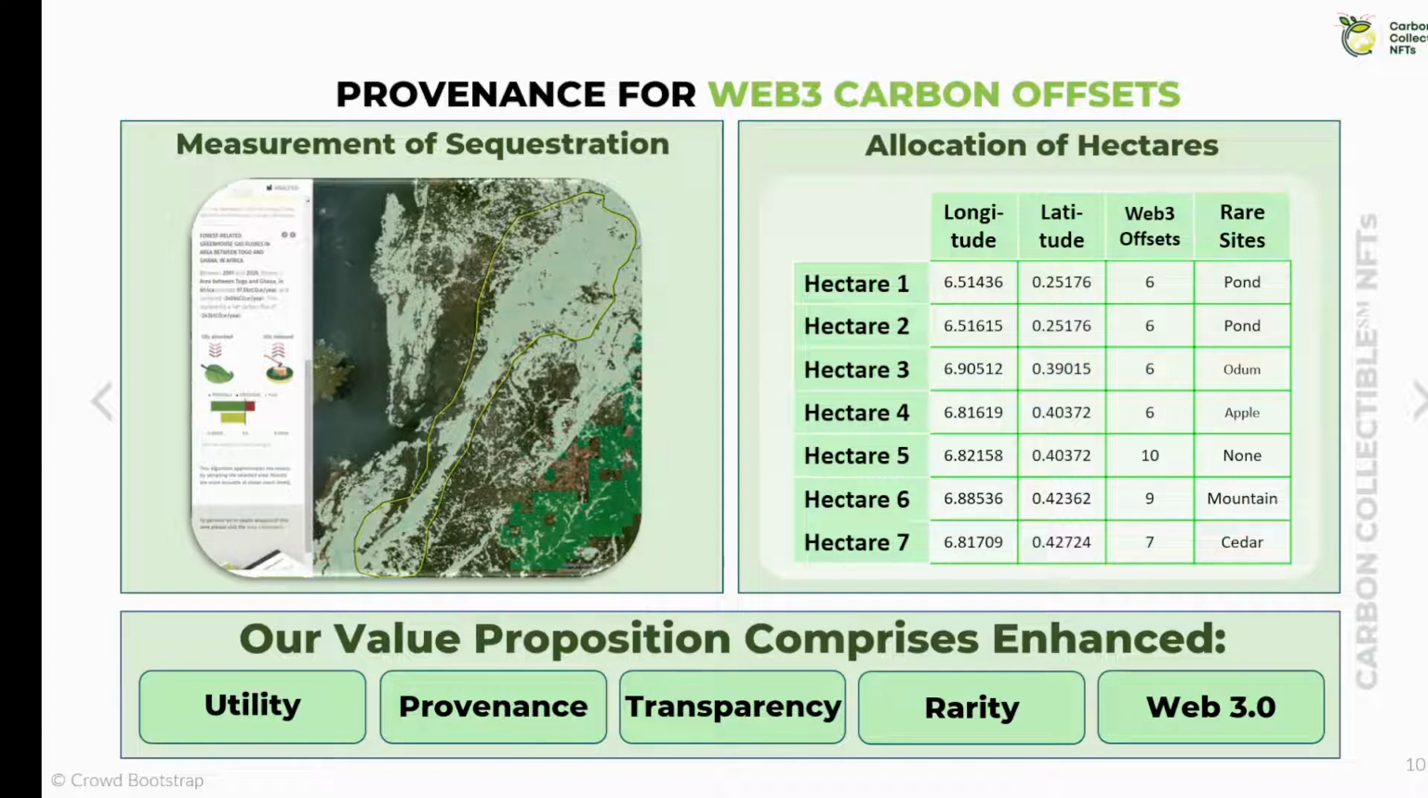It has provenance and transparency because we have a satellite navigation app that allows the owner of an NFT to input the serial number of the NFT. Then we use satellite navigation to zoom in on our forest and actually zoom in on the hectare of land that's associated with that NFT. And we also have physical rarity that's associated with each plot of forest land, which in turn is associated with each NFT.